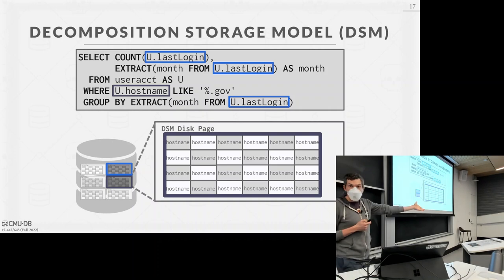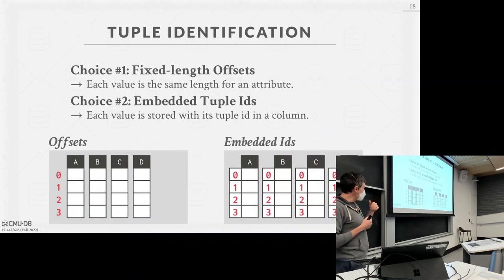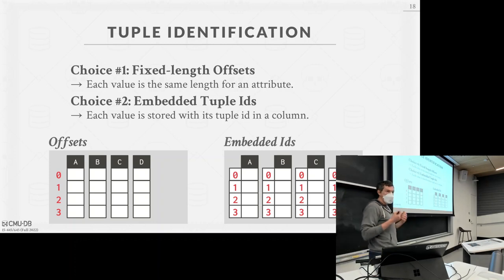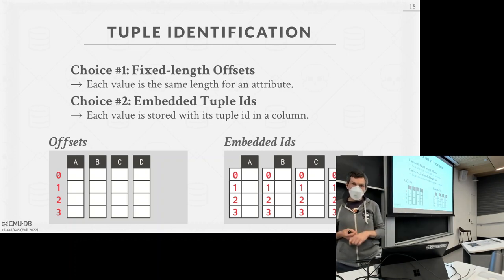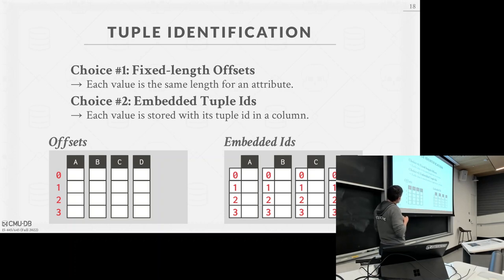All right, so to answer his question, which was a good point: how do we actually stitch things back together? Even though most queries in OLAP workloads are going to be doing full table scans, you probably still want to say, what is Andy's bank account, or go get Andy's single record. We still want to be able to do that. So there are two design choices for doing this in a column store, a DSM.